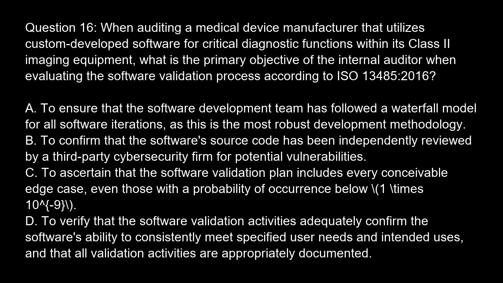Option B. To confirm that the software source code has been independently reviewed by a third-party cybersecurity firm for potential vulnerabilities. Option C. To ascertain that the software validation plan includes every conceivable edge case, even those with a probability of occurrence below 1 times 10⁻⁹. Option D. To verify that the software validation activities adequately confirm the software's ability to consistently meet specified user needs and intended uses, and that all validation activities are appropriately documented.